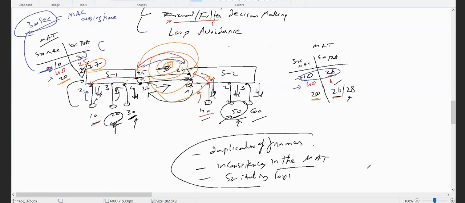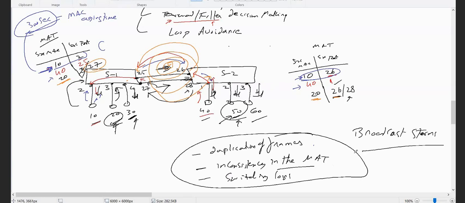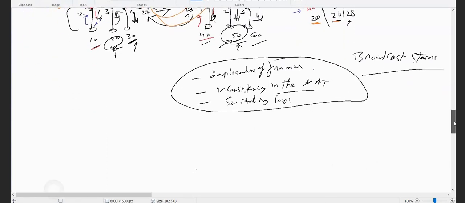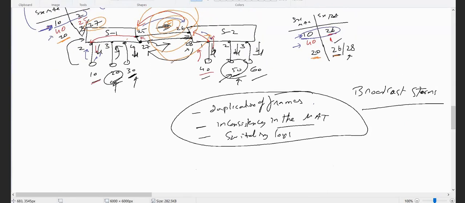Now, when this is happening to millions of packets, millions of frames, they call this a broadcast storm. So this is dangerous, right? I just wanted to connect one other switch, one other link, just so I can get redundancy. But because I connected it, I am facing all these problems.